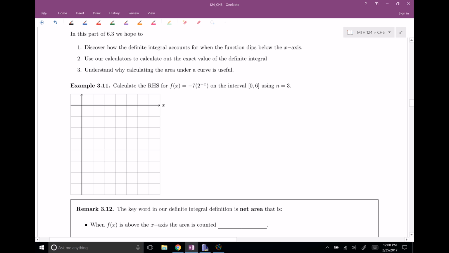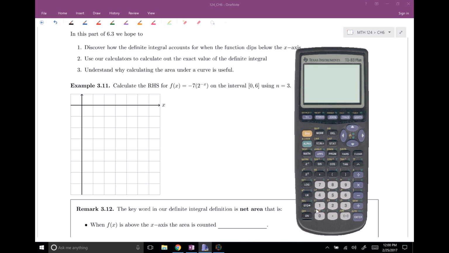So let's start with number 1 here. We have this nice function, a couple of negative signs here, which means it's probably going to be below the x-axis. I'd like to calculate the right-hand sum on the interval from 0 to 6 using n equals 3. Let me use our calculator to start graphing this. So I actually did this a little bit. Negative 7 times 2 to the negative x, and if you stare at the graph, this is what it looks like.